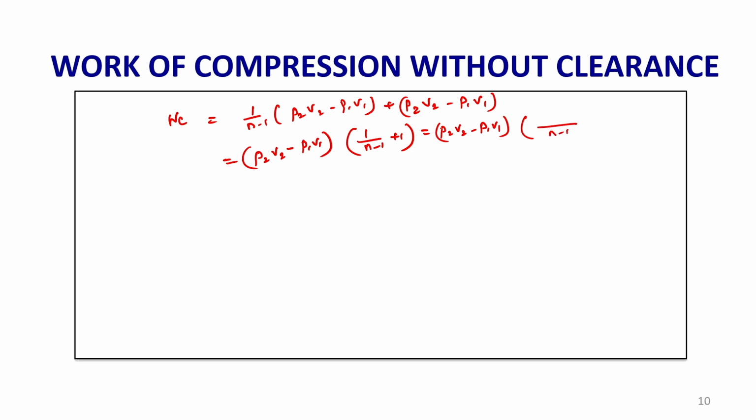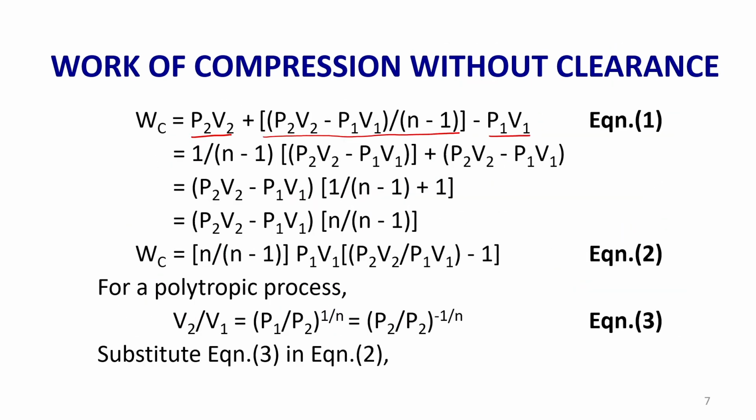n minus 1. So, let us put a bracket, n minus 1, 1 plus n minus 1. So, minus 1 and plus 1 will get cancelled, we will get WC is equal to P2 V2 minus P1 V1 into n by n minus 1. So, that is what mentioned here, n by n minus 1.